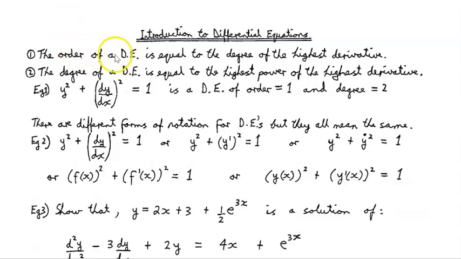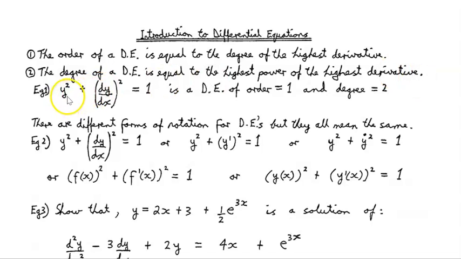the order of a differential equation. I'm just going to use capital D dot here, meaning differential equation, referring to ordinary differential equations. The order of a differential equation is equal to the degree of the highest derivative. Then the degree of a differential equation is equal to the highest power of the highest derivative.